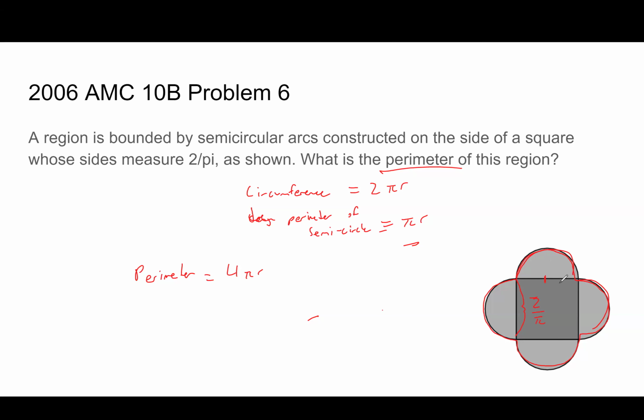Okay, so the radius will be what? It'll be half of this, right? So it'll just be 1 over pi. And then substituting this in the formula, I'll get 4 pi multiplied by 1 over pi, right? That gives me 4.